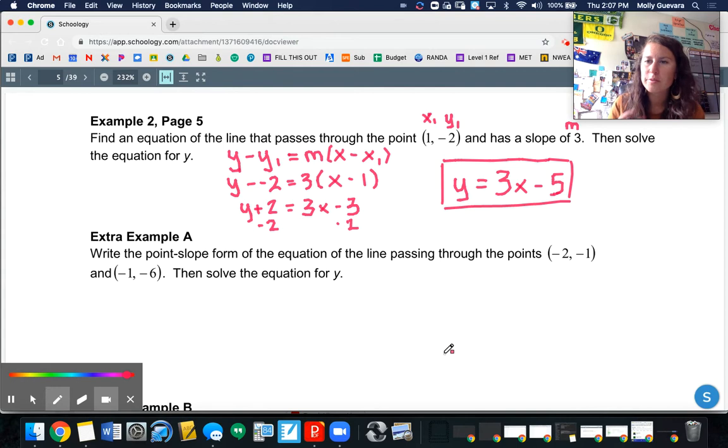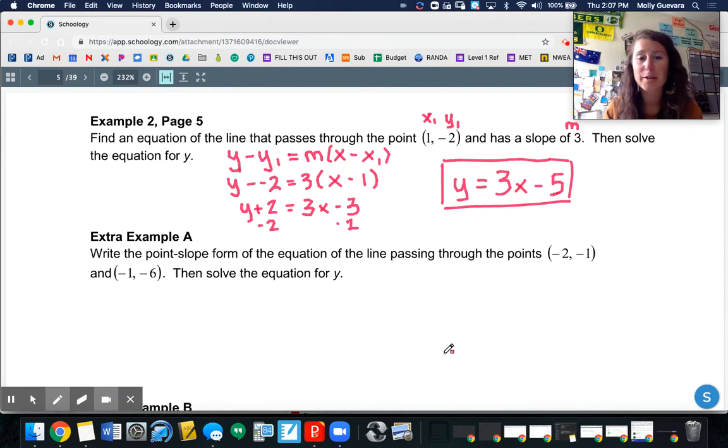Okay, so this one was a little bit not tricky, but you have to do 2 steps, right? Because the question is, do I know a point and a slope? And the answer is no, I don't. I only know 2 points. But then you have to ask yourself, can I find slope? So hopefully that was your first step, was to find your slope.